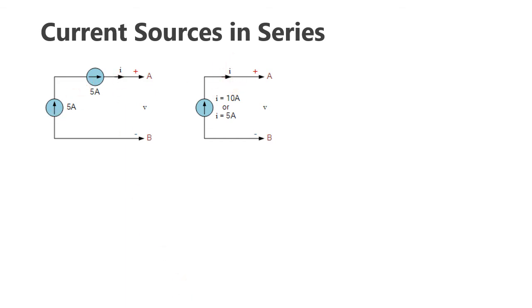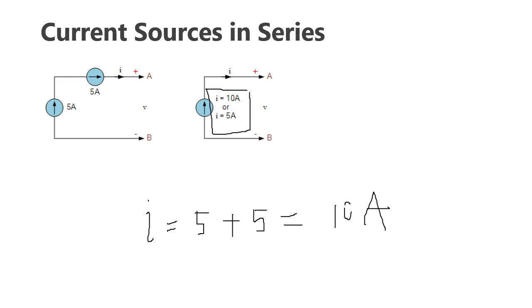So I will be equal to the addition. The first one is 5 ampere, the second one is also 5 ampere, connected in the same direction as the first one. So 5 plus 5 equals 10 ampere. So the resultant current will be 10 ampere.